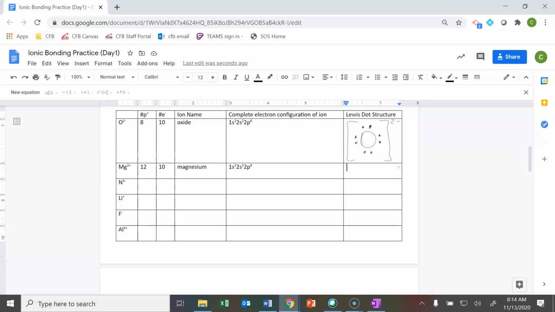Now let's draw the Lewis dot structure. These are a little bit different. You might not even have to draw them. If it's a positive ion, you don't have to use the drawing tool if you'd rather not. You can just use the brackets, because in order to show that it lost 2 electrons, we're just going to put Mg with no dots, and then Control period, we're going to put +2.